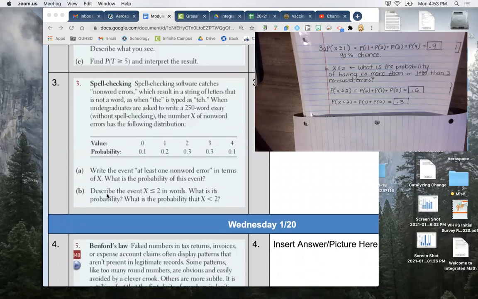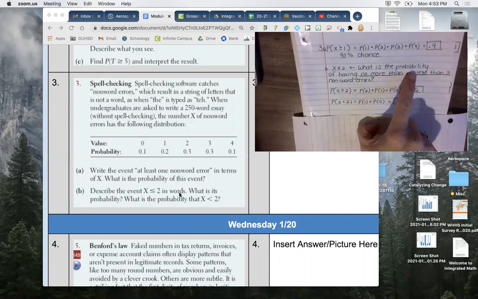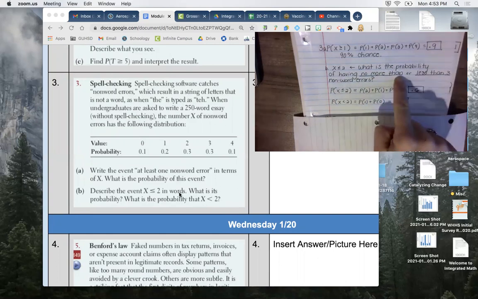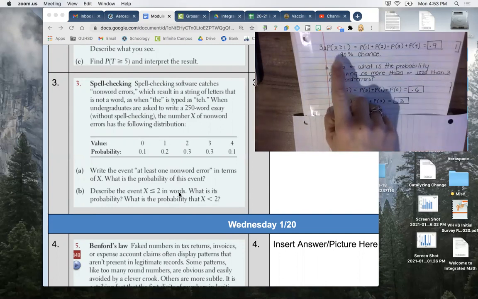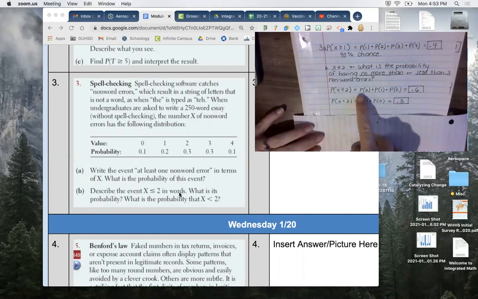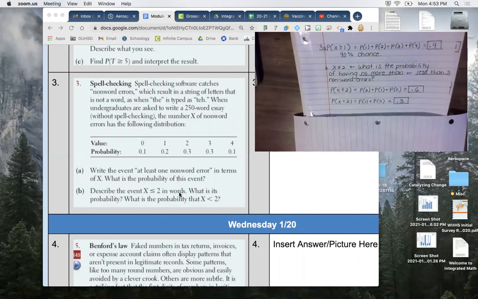In the next one, it says describe the event X less than or equal to 2 in words. Well, what that would mean is the probability of having no more than 2. Or you could say the probability of having less than 3. Less than 3 would be 2, 1, and 0. So that's what I did here. I calculated that 2, 1, and 0. It's 60%.